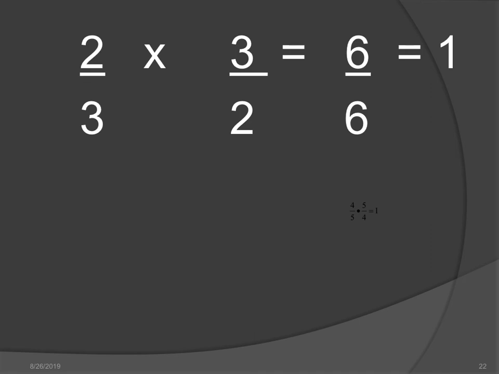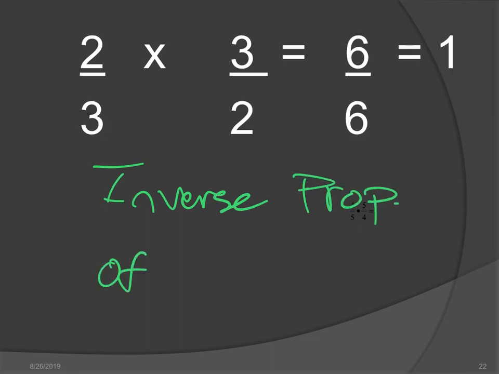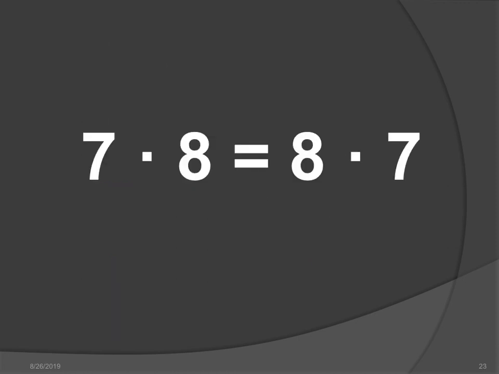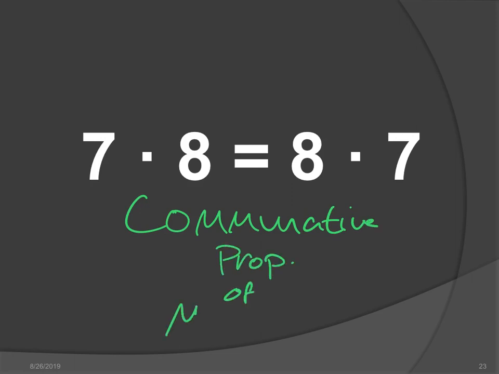Okay? All right, here's another one. You have 2/3, but you multiply it by something that undoes it. That is the inverse property of multiplication again. Remember, it's undoing something, multiplying it by the reciprocal. Okay? And then the last one, 7 times 8 is equal to 8 times 7. We just switch those two around. It is the commutative property, but this time it is of multiplication. Okay? All right, so that was just kind of a little review game.